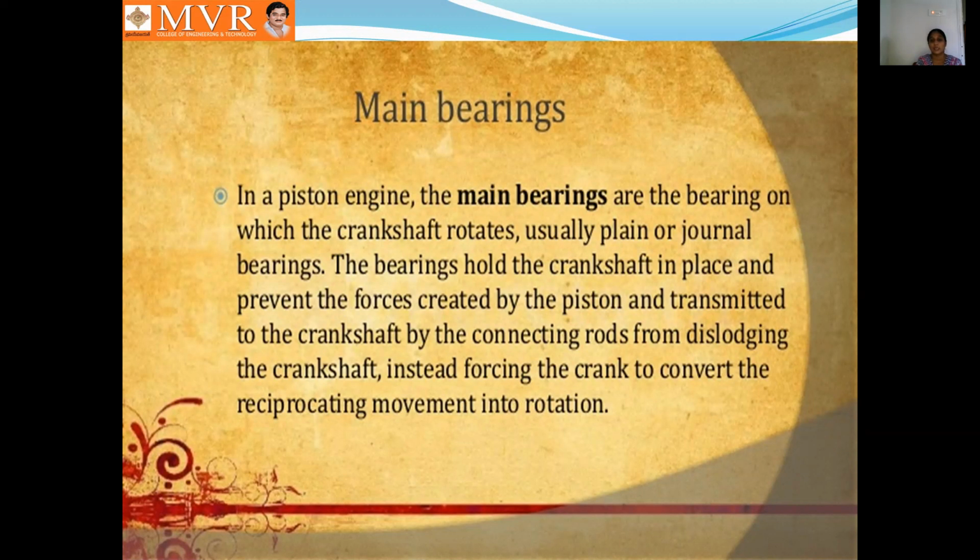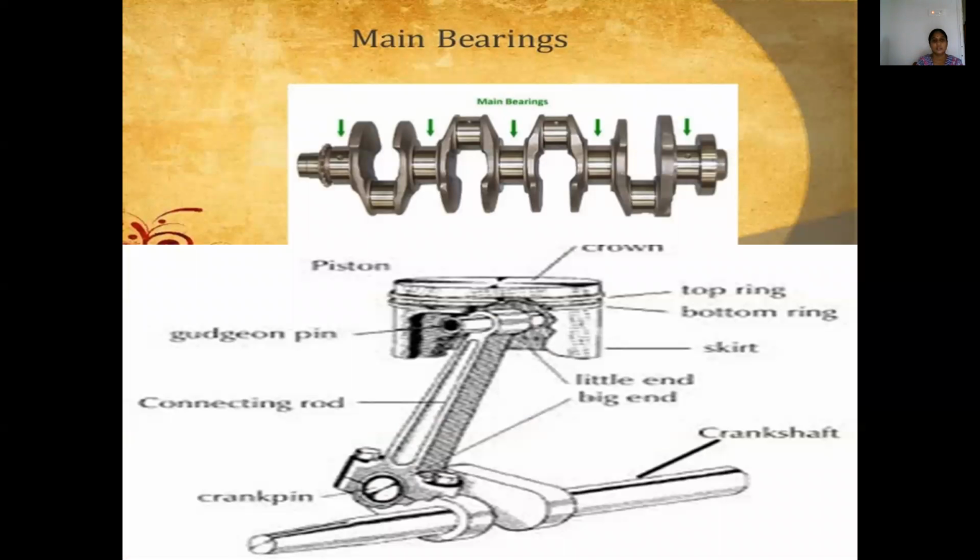The bearings hold the crankshaft in place and prevent the forces created by the piston and transmitted to the crankshaft by the connecting rods from dislodging the crankshaft, instead forcing the crank to convert the reciprocating movement into rotation. Okay, this is the simple way we are taking in the IC engines.